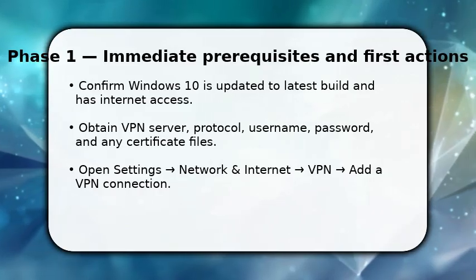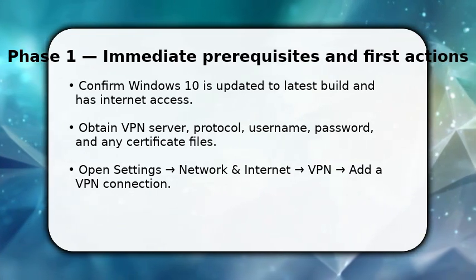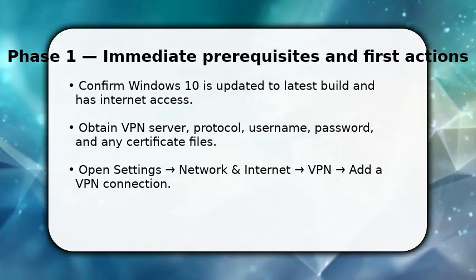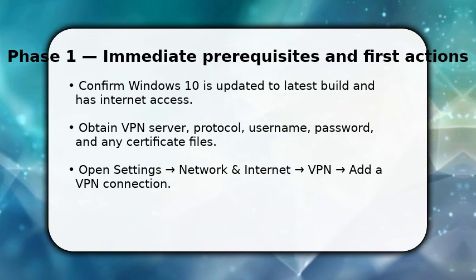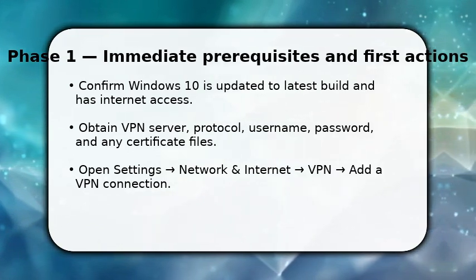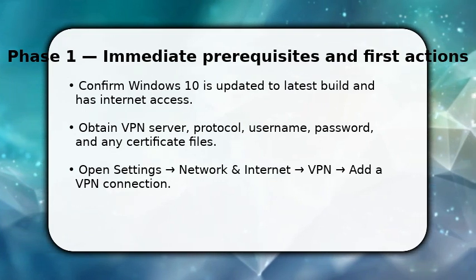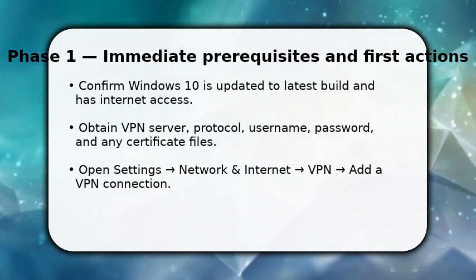You start by making sure Windows 10 is up to date and online. This avoids driver or handshake issues. Next, gather the VPN server address, chosen protocol, username, password, and any certificate or key file. Store them where you can find them.